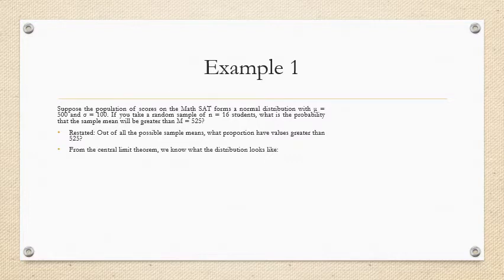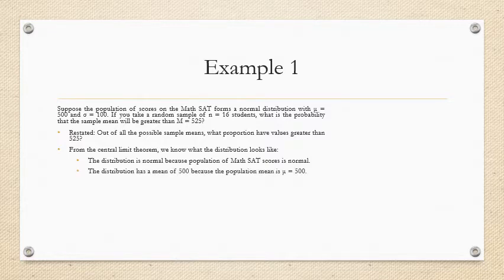So from the central limit theorem, we know what the distribution looks like. First, we know that the distribution is normal because the population that they came from, of math SAT scores, is also normal. We know that the distribution has a mean of 500 because the population mean is also 500. And we know for n equals 16 students, the distribution has a standard error of 25 using the calculation, okay?